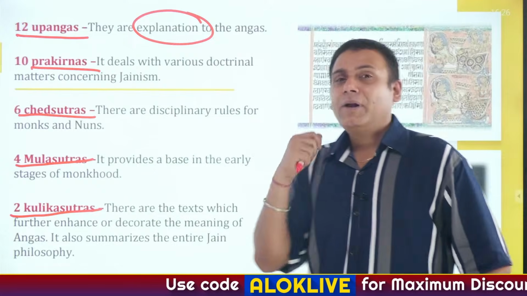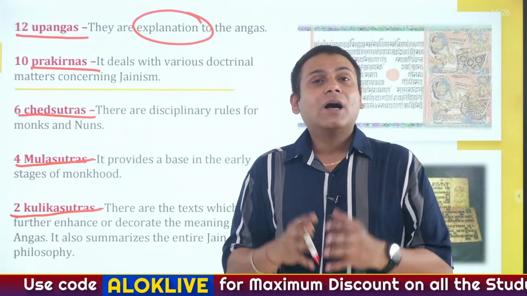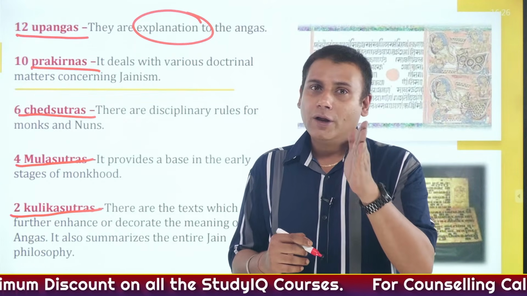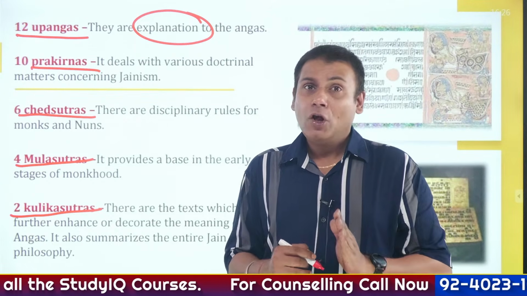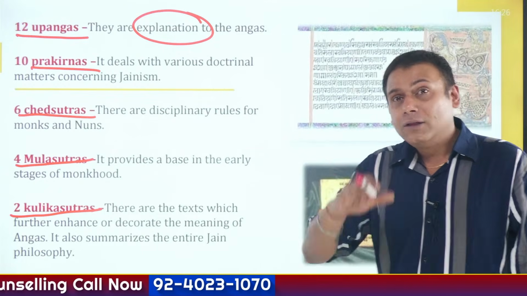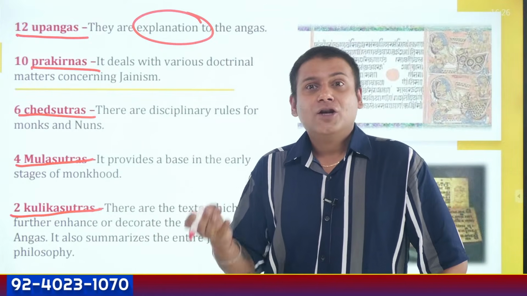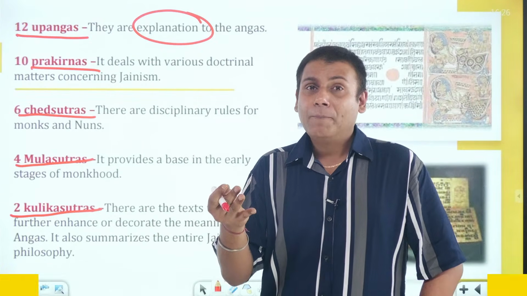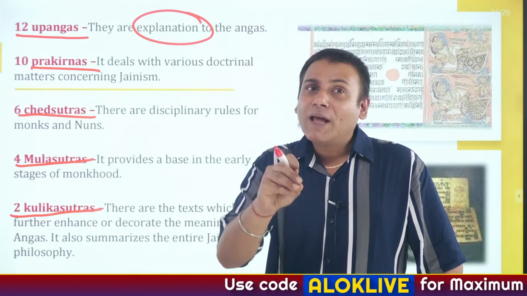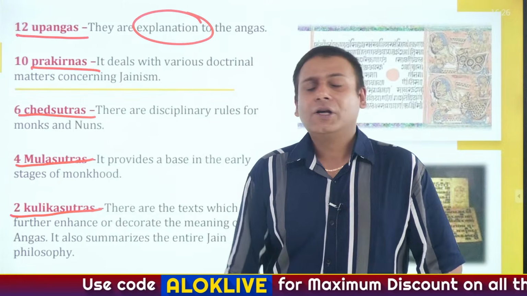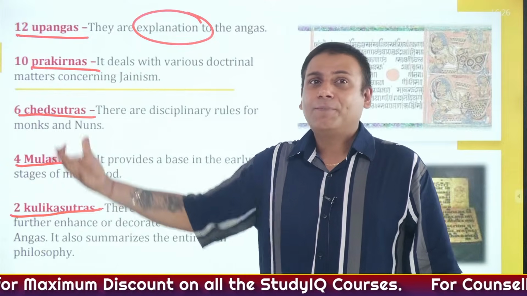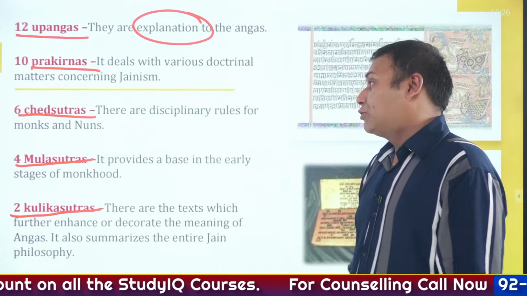Let me give you a very simple example. The 5 important cardinal principles of Jainism are Satya, Ahimsa, Asteya or Achurya, Aparigriha and Brahmacharya. All these 5 principles are mentioned in the 10 Prakrinas. Then there are the 9 Tattvas of Jainism: Jeev, Ajeev, Punya, Pap, then Asrav, Samvar, Nirjara and Moksha. All of them have been mentioned in the 10 Prakrinas. In very simple words, this is a book on philosophical explanations.